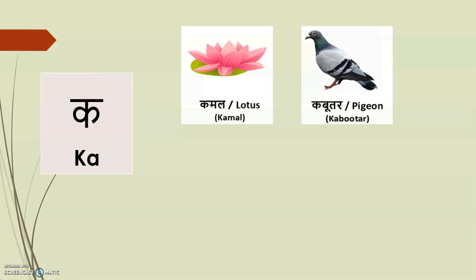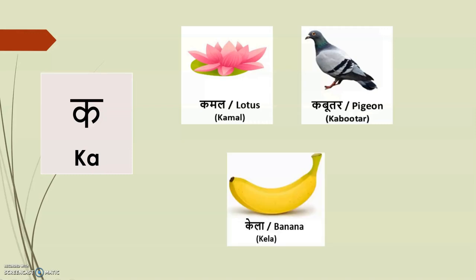In the next picture, we can see a pigeon. A pigeon in Hindi is called kabutar. Repeat with me. It is called kabutar. If we go to the third picture, we can see a banana. A banana in Hindi is called kela.